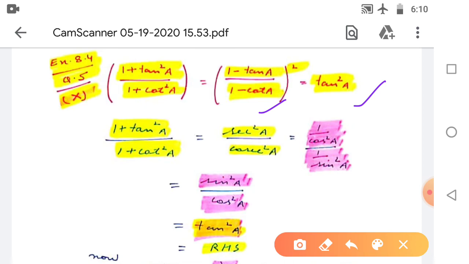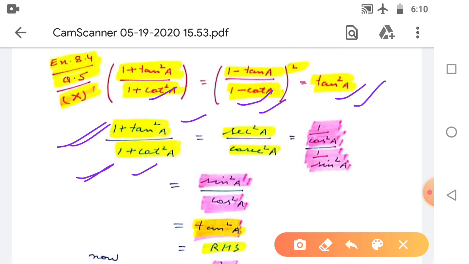1 plus tan square A upon 1 plus cot square A is equal to (1 minus tan A upon 1 minus cot A) whole square, which is equal to tan square A. This we have to prove. Okay, so we take this as the first equality, this as the second equality, and this as the third equality. Start with the first: 1 plus tan square A upon 1 plus cot square A.